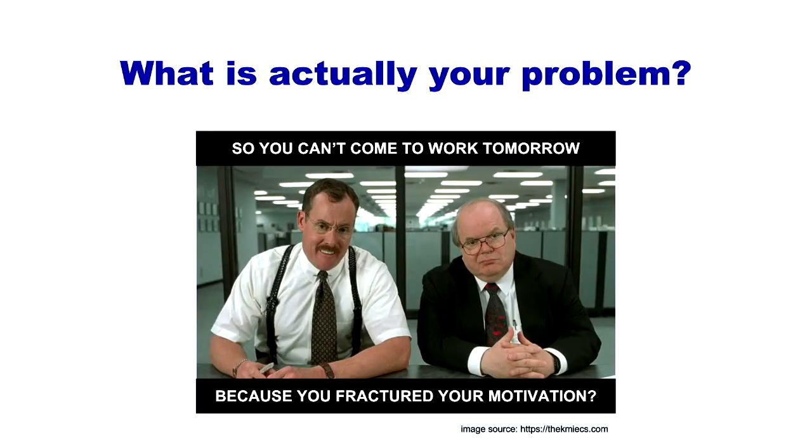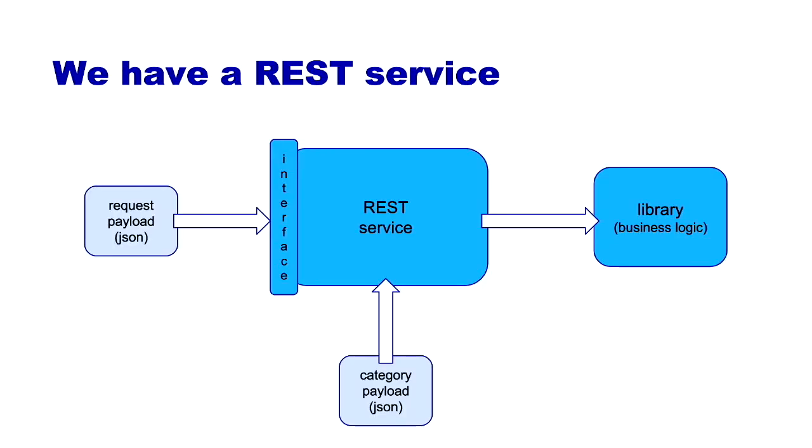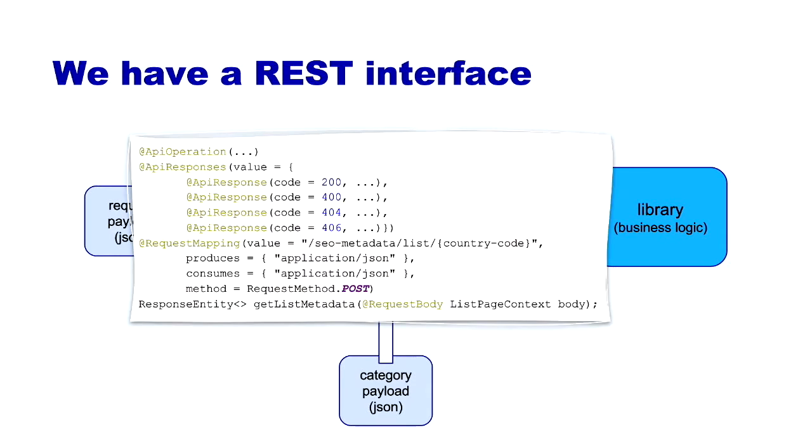So my actual problem is that I fractured my motivation. I broke my enthusiasm, and I'll tell you why. We do have a REST service, which, like any other REST service in the landscape, listens to requests in JSON. On the fly, it fetches categories from an external service, also in JSON. And in our case, we use a library which implements our business logic.